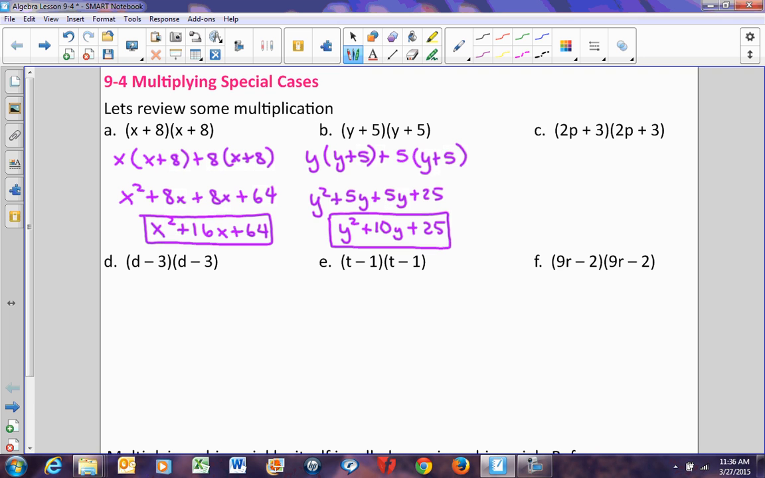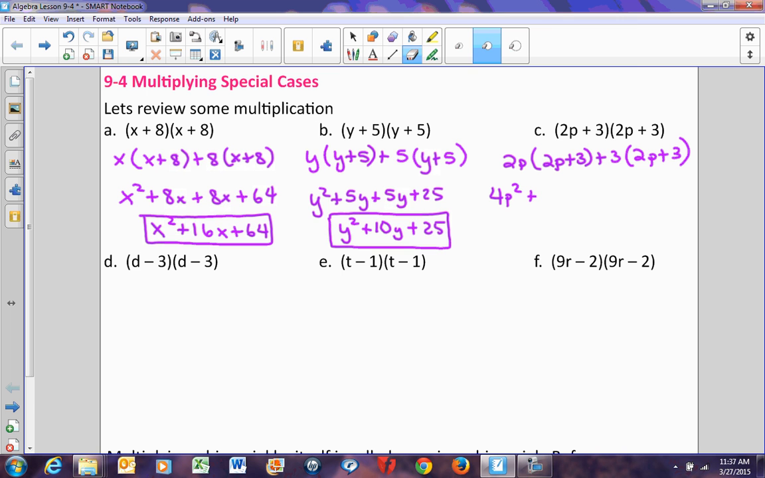Okay. If I have 2p plus 3 times 2p plus 3, we have 2p times 2p plus 3, plus 3 times 2p plus 3. So we're going to end up with 4p squared plus 6p, plus 6p plus 9, which makes this 4p squared plus 12p plus 9.